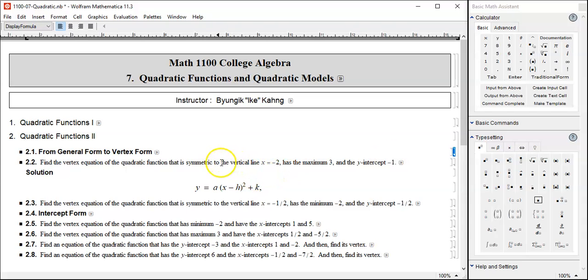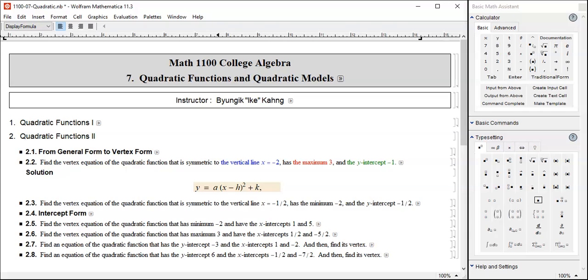What do we have? The vertical line x equals to negative 2, and the maximum y equals to 3, and the y-intercept of negative 1. 3 pieces of information for 3 unknown parameters to determine. Yes, we can do it. This problem is well posed.